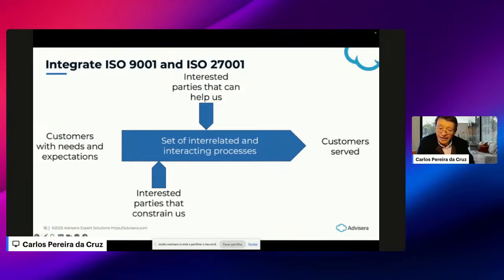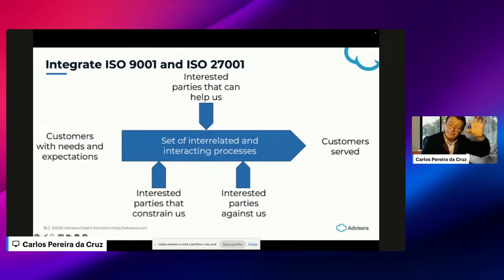And also, while doing that, we will have some interested parties working against us, okay? Can be competition, or can be hackers. And you see, this is independent of any management system standard, okay? Organizations are not families or tribes, okay? They don't exist just for themselves. They exist because they need to serve someone on the outside, a company or a person in the outside. So customer needs and expectations, we need to serve them, okay? So now, let's see how I relate these with the clauses of the standard.